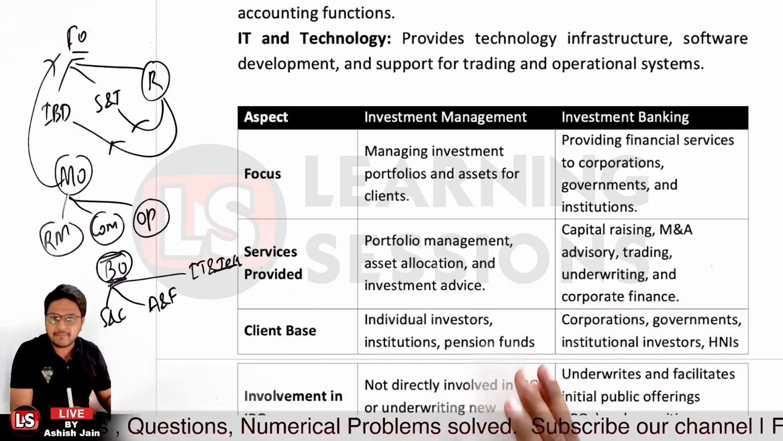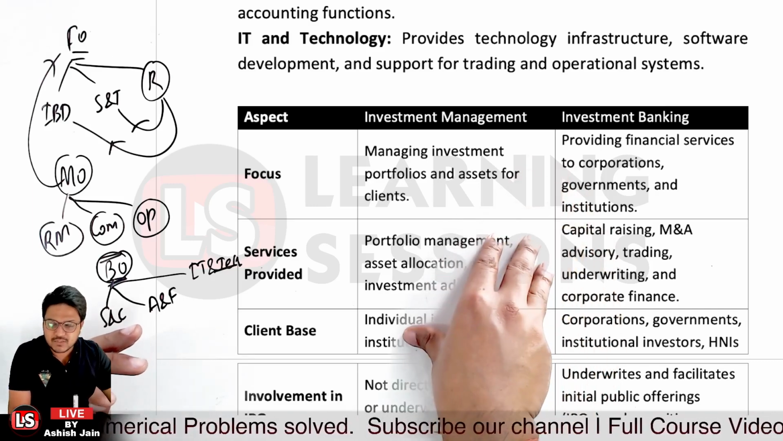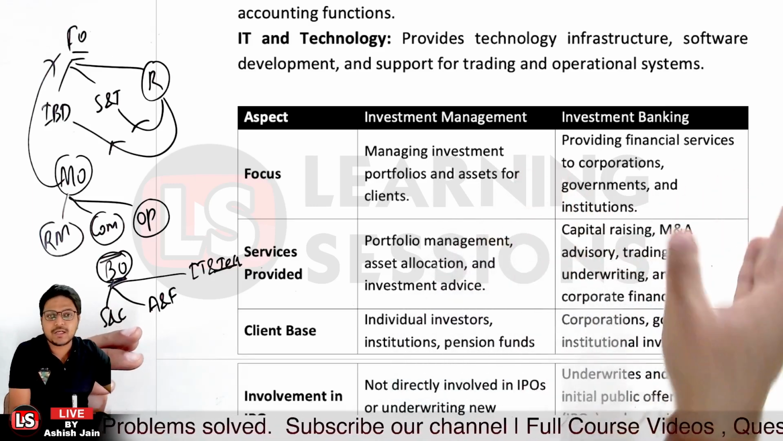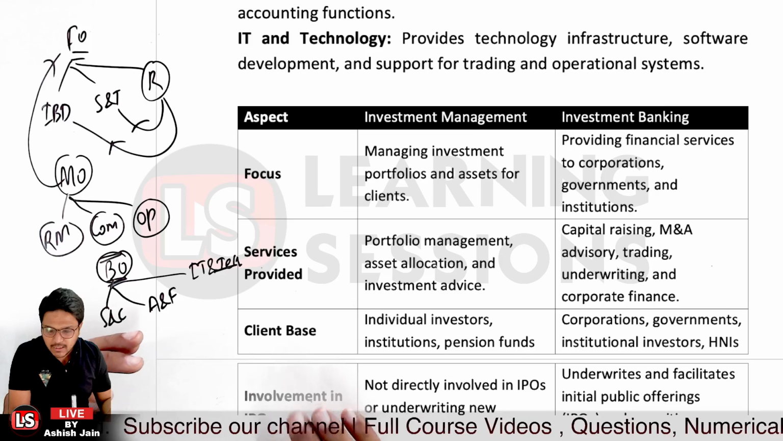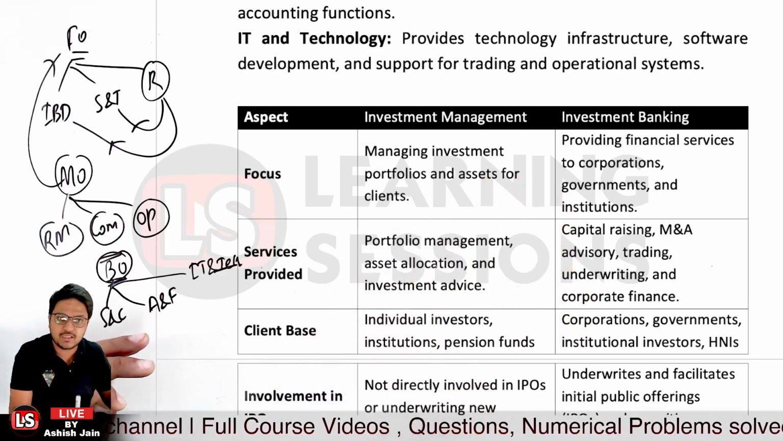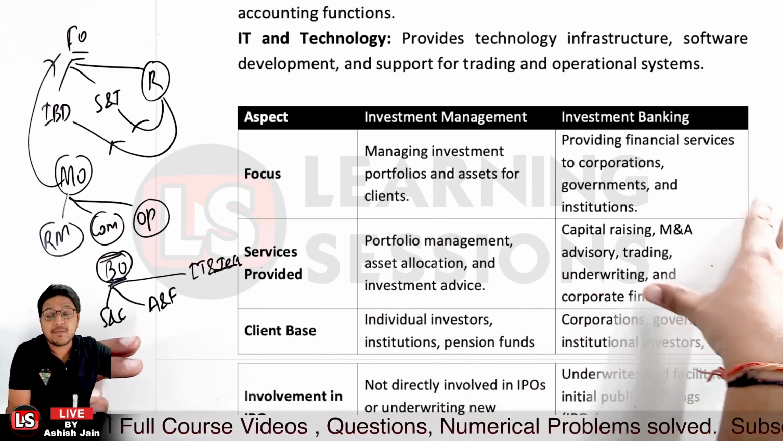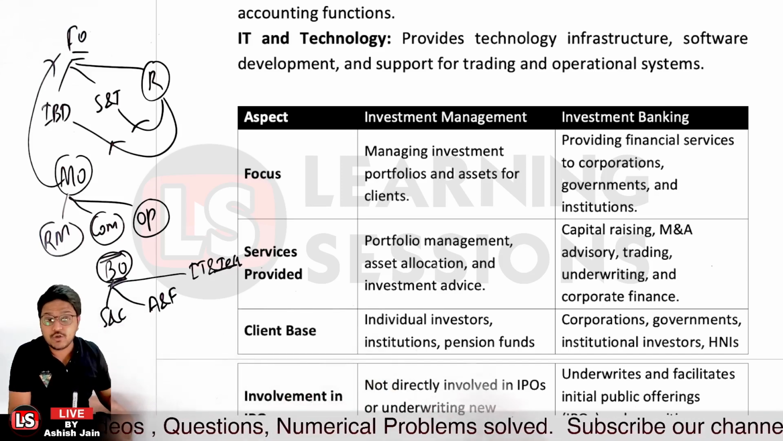If we look at the client base, both are dealing with corporates. But specifically, investment management is dealing with individuals, institutions, and pension funds. Whereas investment banking is majorly dealing with corporates, big companies, institutions, and government institutes, right?